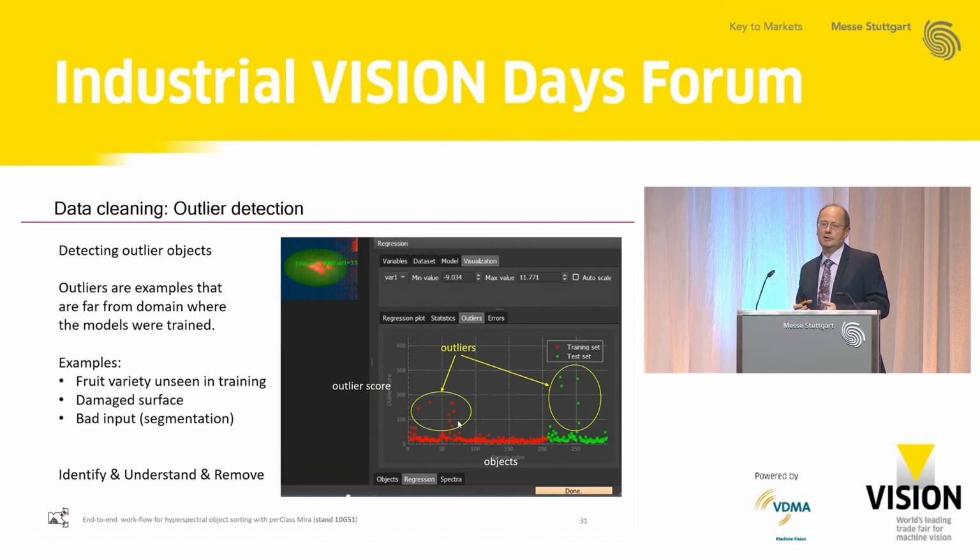Very important part in especially estimation projects is about data cleaning. Here is an example about outlier detection, basically samples that are far away from the domain where your model was trained, and we provide now tools to identify outliers. The important thing here is that this outlier scoring is not using your ground truth. So you can also run it actually in the deployment mode, which is very interesting for fruit sorting applications, to identify that there is maybe a variety of fruit that was never trained, and you should better change the model or stop the machine.